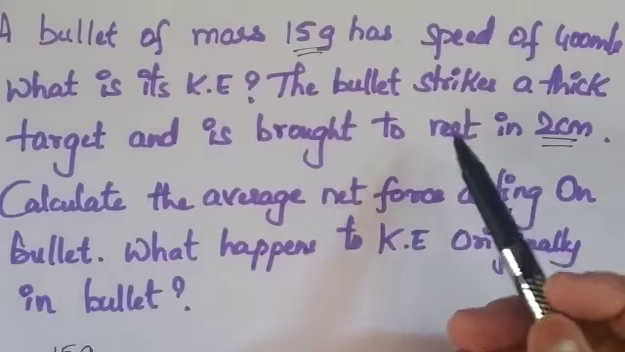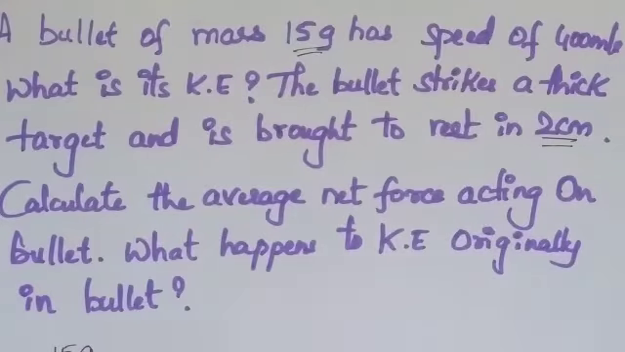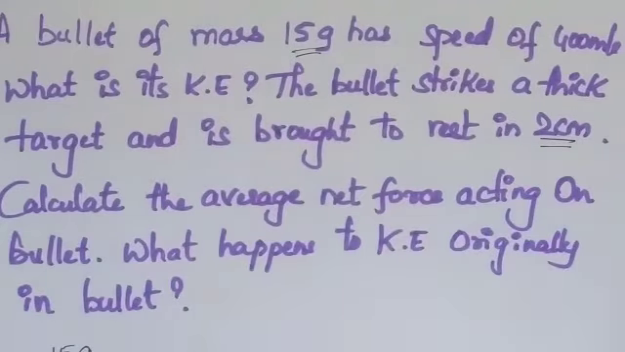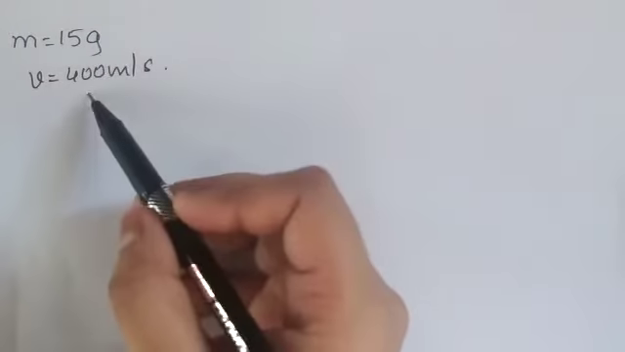And also the bullet strikes a thick target and is brought to rest in 2 centimeter. When it came to rest, the displacement of that bullet is 2 centimeter, they have given. So the question is to calculate the average net force acting on the bullet, and also we have to know what happens to the kinetic energy of the bullet. So given mass of the bullet is 15 gram, velocity is given as 400 meter per second.